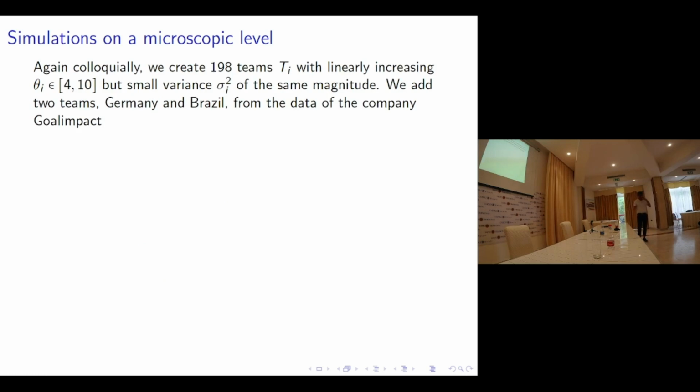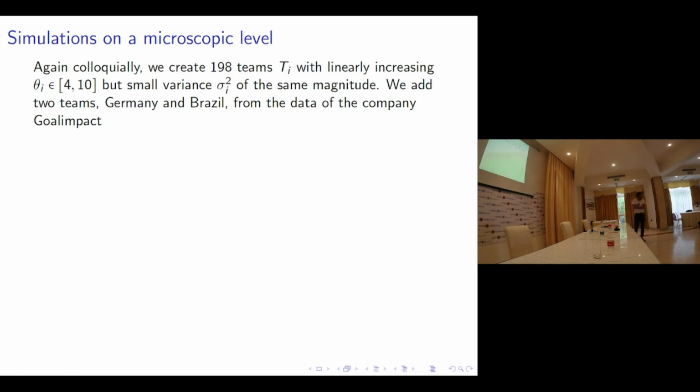Then we did another, newer picture, because we also wanted to do it a little bit more fancy. We created again 198 teams this time, which have an increasing theta. The first has 4, the next one has 5, and the next one 6. So we have increasing expected value, but they all have the same variance, so fluctuations of the same order. And then we added two teams. There is a company called Goal Impact. They sell player ratings to companies. For example, Chelsea and Red Bull Salzburg are using it, so it's really successful, and it rates the strengths of a player. And they published online the setup from Germany against Brazil in 2014, which in case someone forgot, Germany won 7-1.